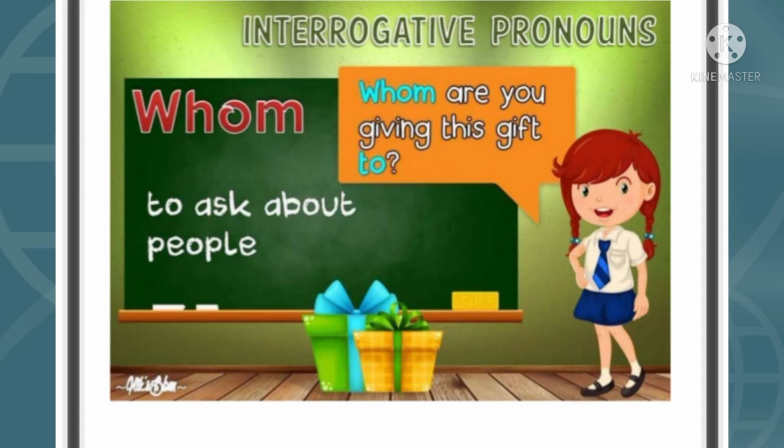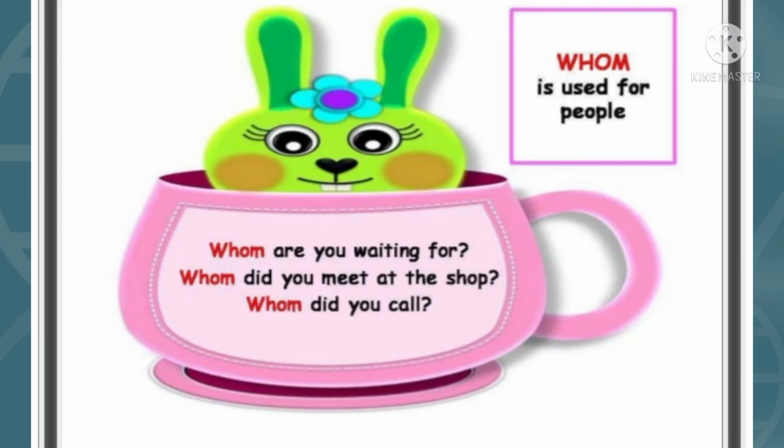The last interrogative pronoun is whom. It is used to ask about people. Whom are you giving this gift to? For more examples, whom are you waiting for? Whom did you meet at the shop? Whom did you call? All these are used in the place of nouns. So, once again, interrogative pronouns are those words which are used in the place of nouns, which are used to ask questions, and these are the interrogative pronouns: who, whose, whom, what, which, etc.